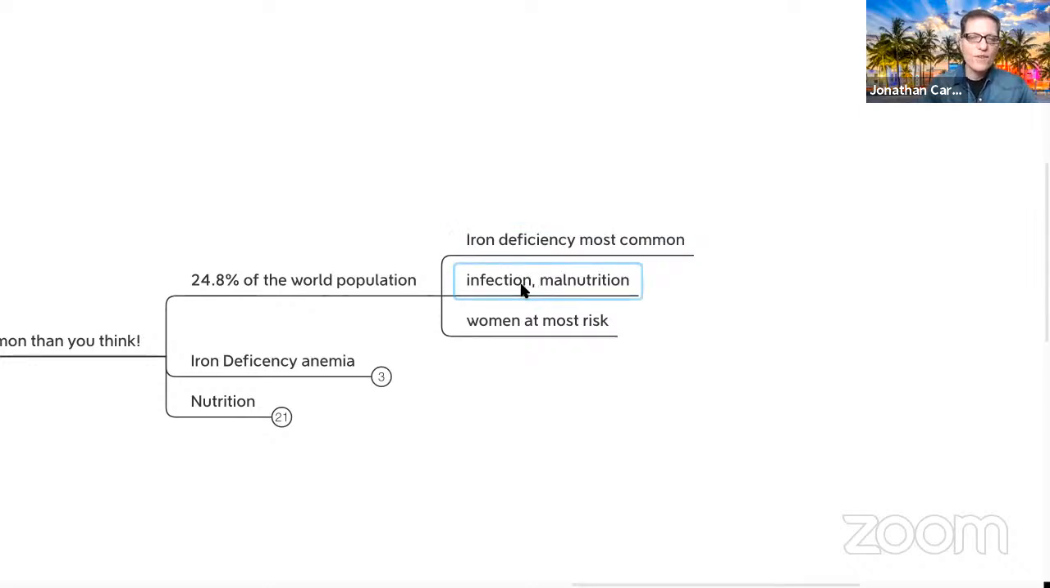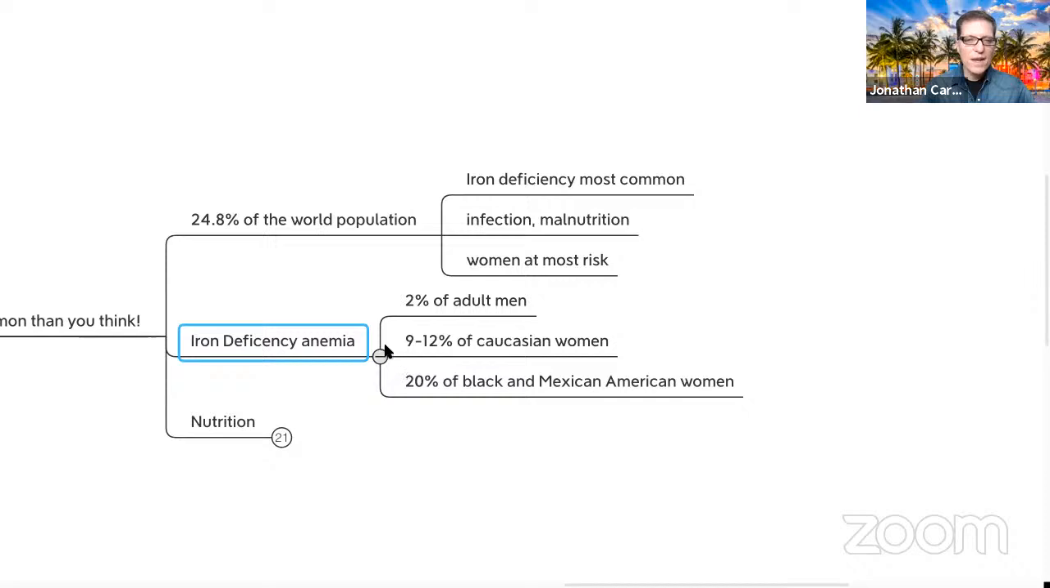Other causes, of course, like infection and malnutrition. Women are at most risk for anemia because of pregnancy, and menstruation, of course, is going to affect things as well. Men are at a much reduced risk. So let's talk a little bit about iron deficiency anemia in the United States.